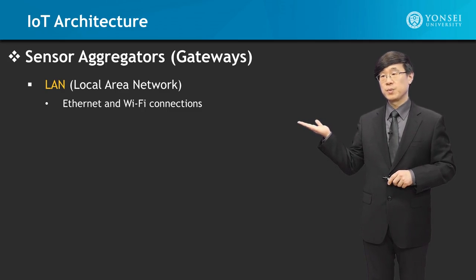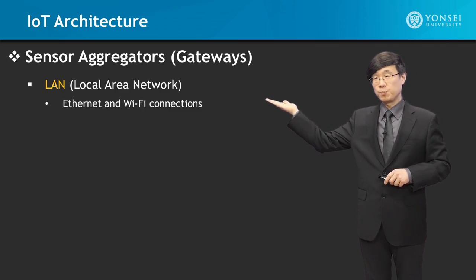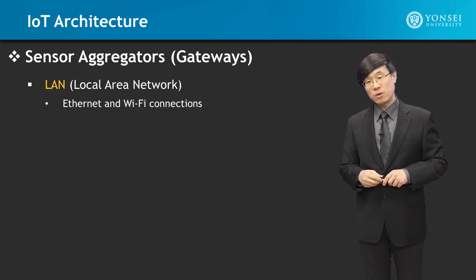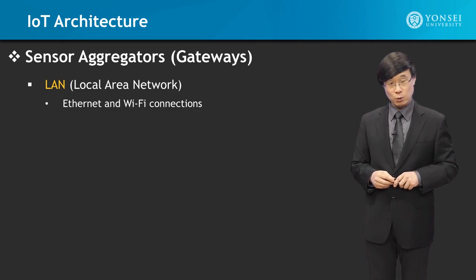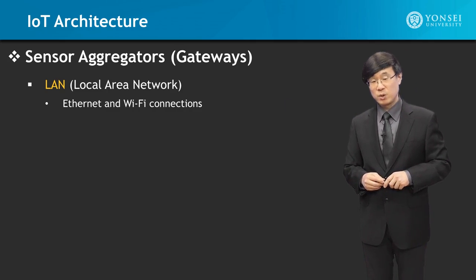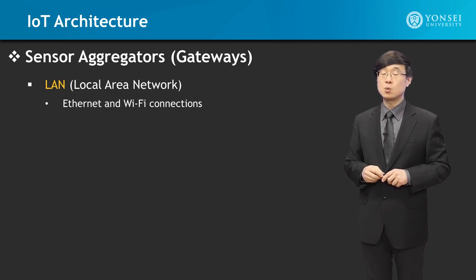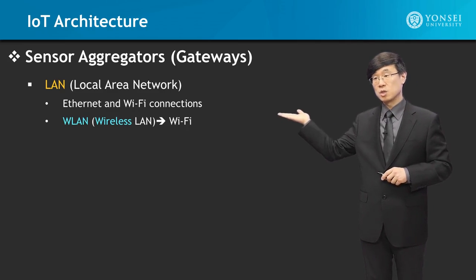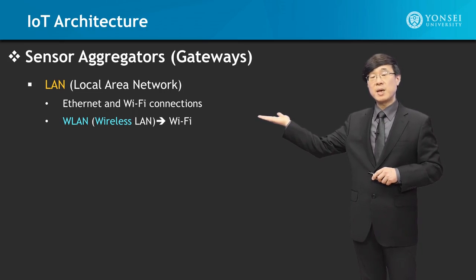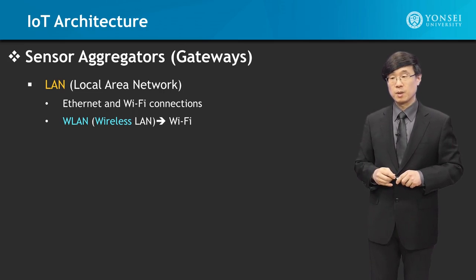Local area network could be Ethernet or Wi-Fi connections. Now when I say LAN, that means local area network. Like an Ethernet is a local area network connecting you using wires within your building, within your floor, within your laboratory, within your office. They'll be using like Ethernet, a local area network that is wired. We have wireless local area networks, WLAN. These basically are Wi-Fi, and we'll talk more about this soon.